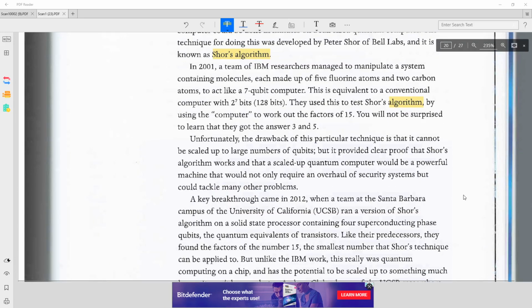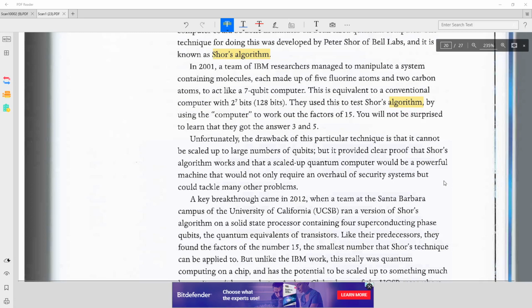In 2001, a team of IBM researchers managed to manipulate a system containing molecules, each made up of 5 fluorine atoms and 2 carbon atoms, to act like 7-qubit computers. This is equivalent to a conventional computer with 2 to the power of 7 bits or 128 bits. They used this to test Shor's algorithm by using the computer to work out the factors of 15. You will not be surprised to learn that they got the answer 3 and 5.